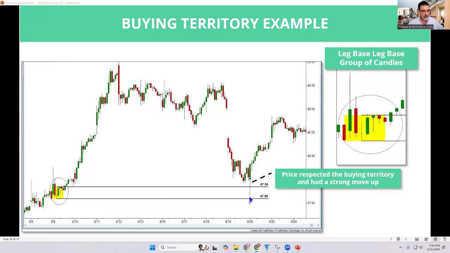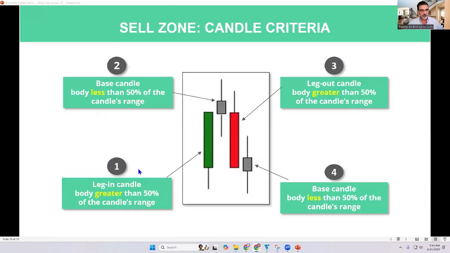We look left and find that leg base group of candles. For the sell zone: leg in, base, leg out, base. Base candle, body less than 50% of the range. Leg in, body greater than 50%. Leg out, again a leg candle, body greater than 50%, and a base candle.